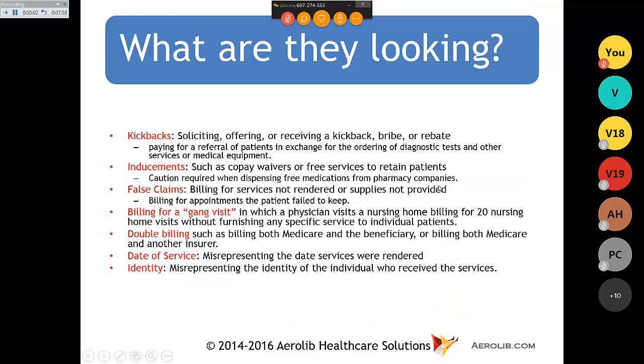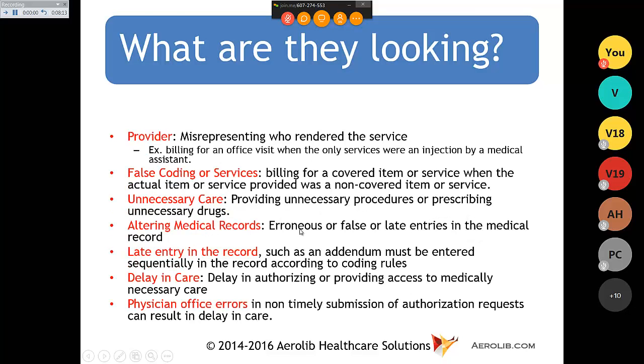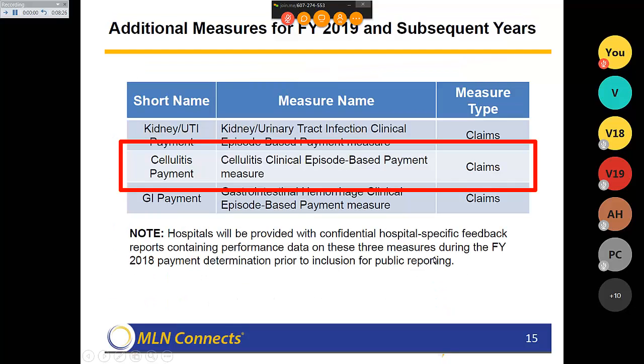A lot of times they're not only looking for documentation, and I'm not going to read these next two slides. These are busy slides. People who have access to the LMS can pause at this time and read the spectrum of auditing. There are kickbacks, inducements, and false claims. I think where we focus is documentation, false coding of services, and unnecessary care. We talk about altering medical records, delay in care, and then they're also looking at physician office errors.